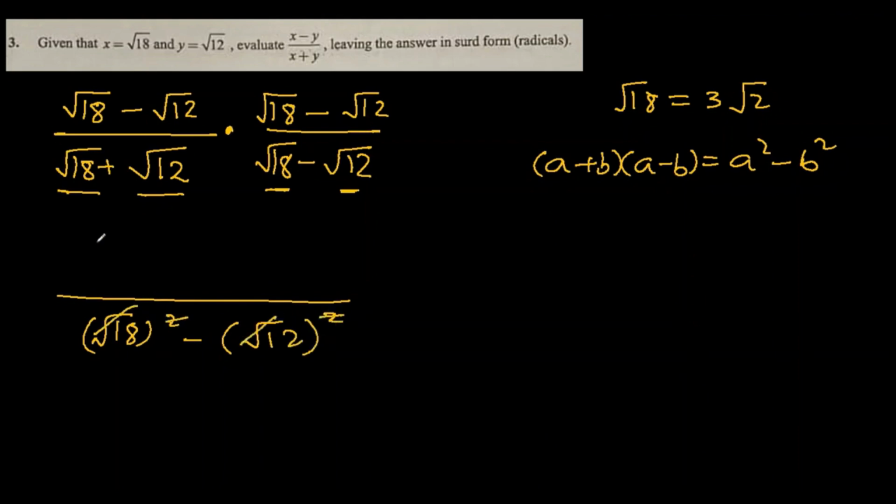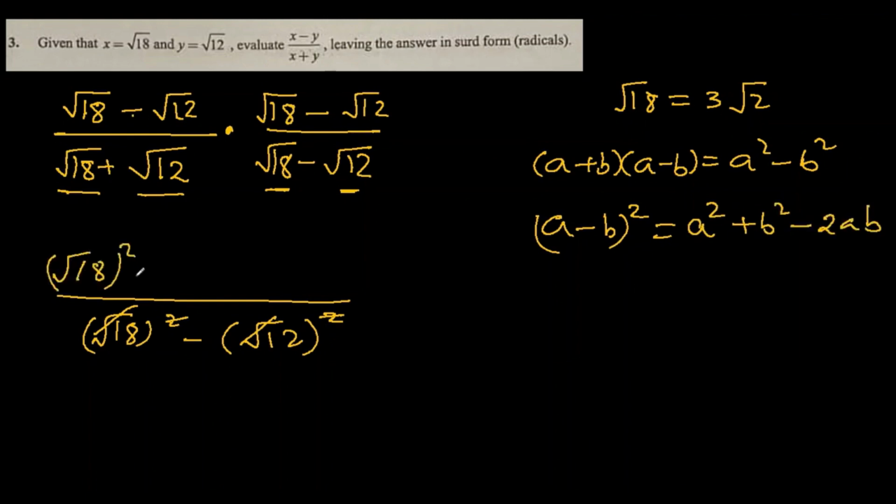Okay, now we have (a minus b) square, whole square, on the numerator. Can you see, a minus b, exactly the same number, and we know the identity is a square plus b square minus 2ab. That's what we'll write here. So a is square root 18 square plus square root 12 square minus 2 times square root 18 multiplied by square root 12. All right, so what does this give us?